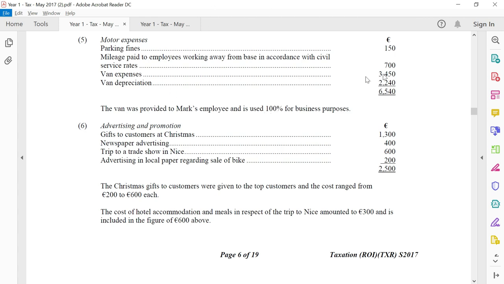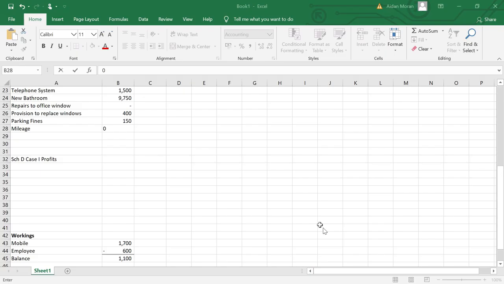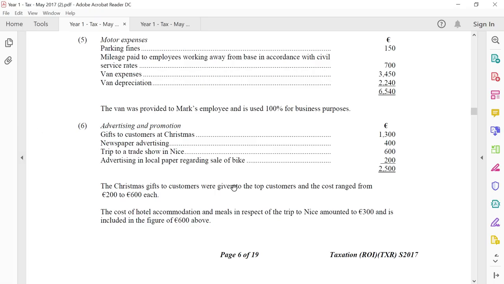And van depreciation is always added back. Any form of depreciation, even if the asset is used for the purpose of the business, is always going to be added back. We will see in a later lecture that the depreciation is added back, but you claim wear and tear allowances or capital allowances at a rate of 12.5% instead. But that's for a different point of view when you're looking at our income tax computation. So I'm going to add back my van depreciation of 2240. And that's note 5 done.